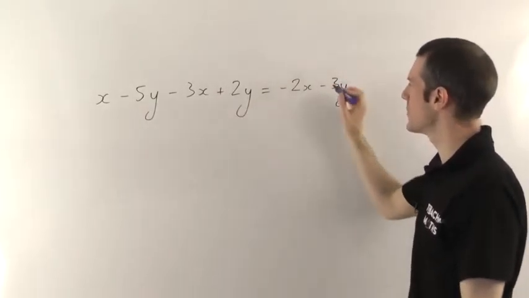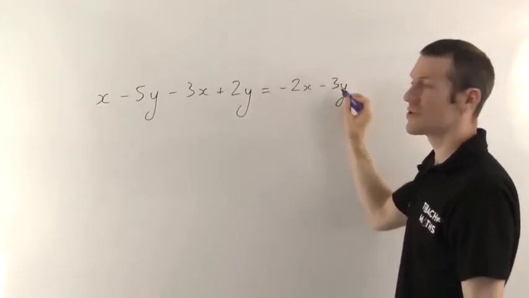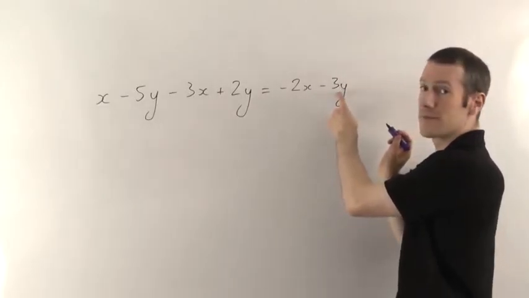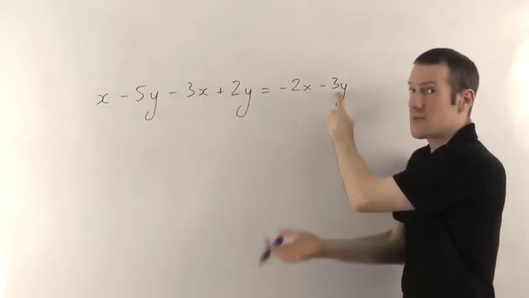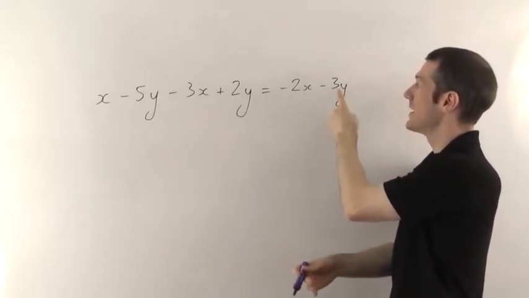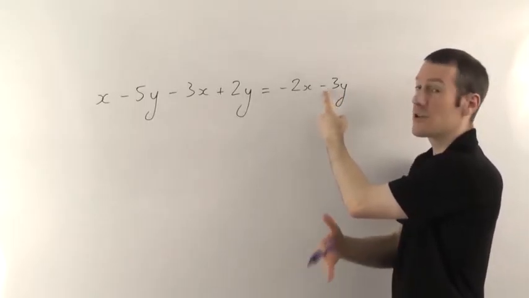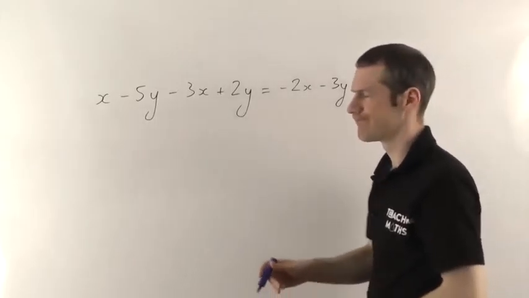A lot of people struggle to work out what the sign should be between these two terms. The sign sticks to that one. It's whatever that is. If that turns out to be positive, you write a plus in the middle. If that turns out to be negative, like this one, you write a minus in the middle.